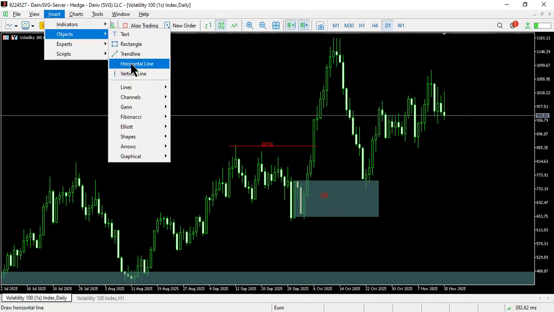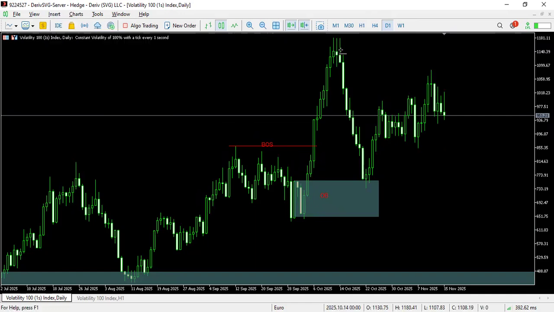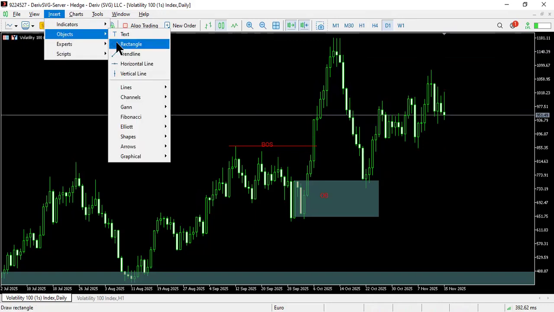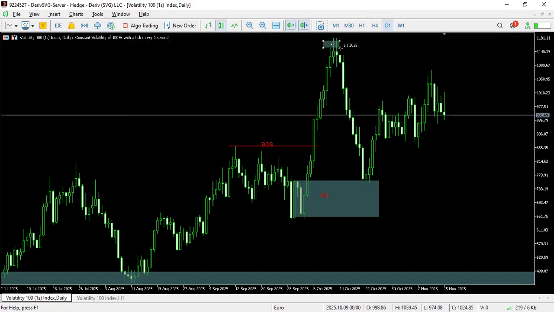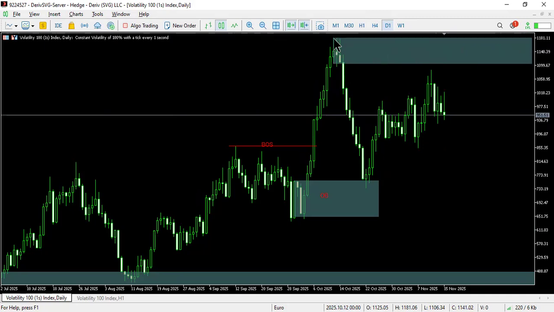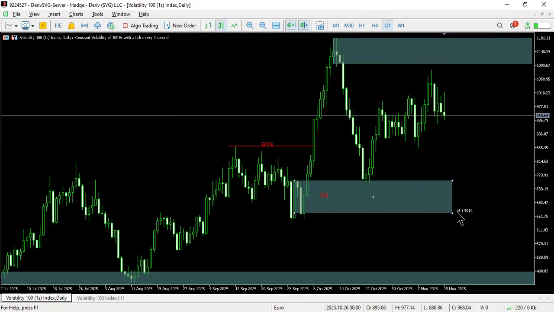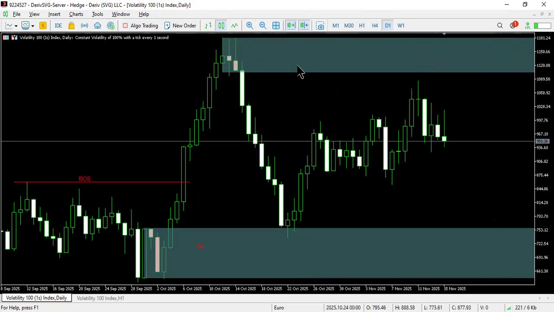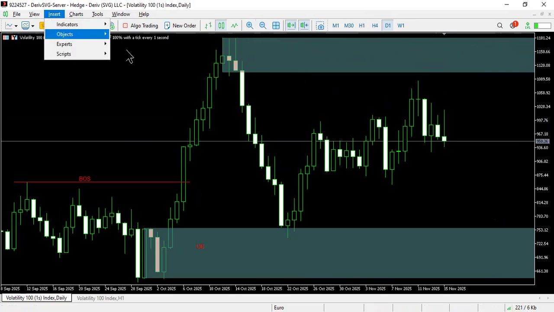And then we can mark our resistance. I'll use a rectangle here. So we have our resistance there, and the support of this order block where price has reacted. And I can see price is still breaking structures to the upside.